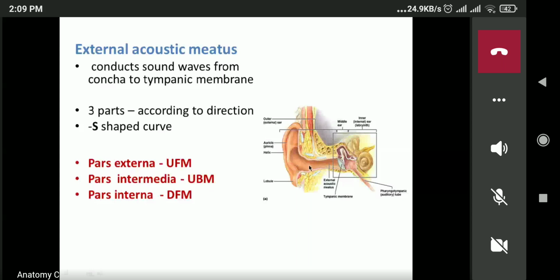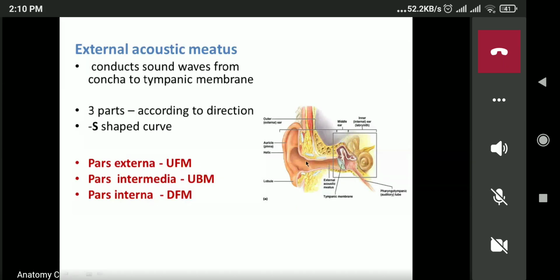Now the external acoustic meatus or external auditory meatus mainly consists of three parts, and it is divided into three parts according to direction. The shape of the external acoustic meatus is S shape. The outermost is the pars externa, which is directed upward, forward, and medially.